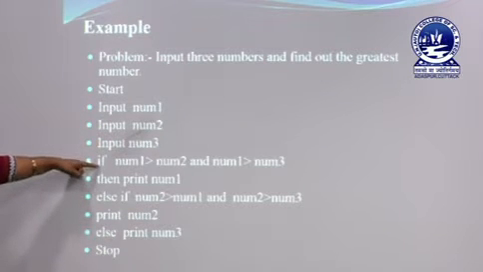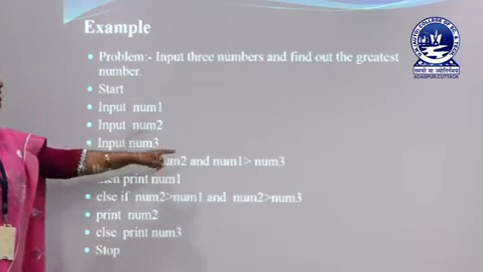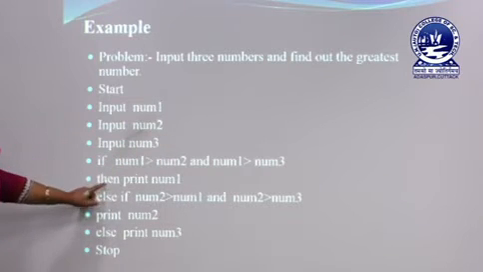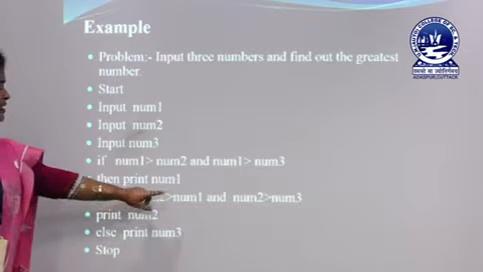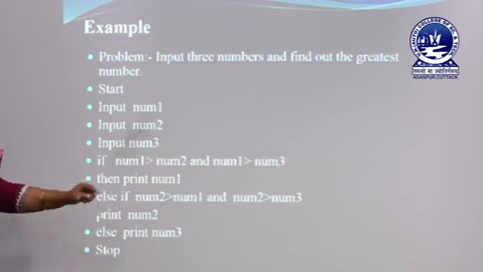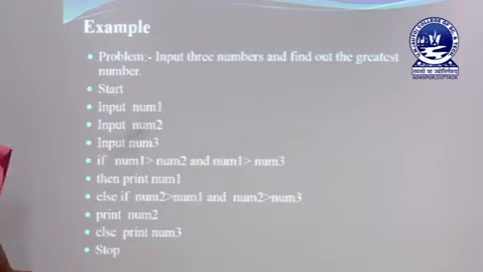Now here I have used: if num1 is greater than num2 and num1 is greater than num3, then print num1, else again we are checking: if num2 is greater than num1 and num2 is greater than num3, then print num2, else print num3, then stop. Let me explain this one.